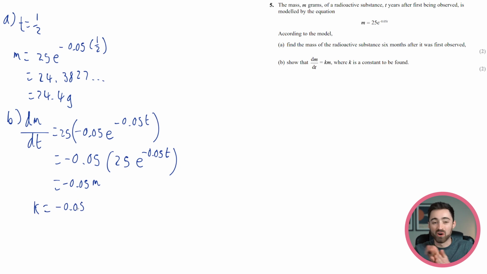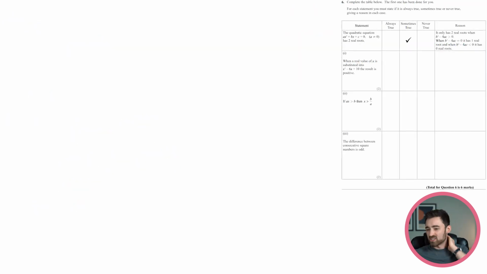Look at that. Another one. Question 6. What is that? All right. Complete the table below. First one's done for you. State if it's always true. Okay. I'm not going to write it in the table here because with the whiteboard it's just going to be annoying. But I'll just do each part as its own question and we can talk about it and I'll tell you the answer.